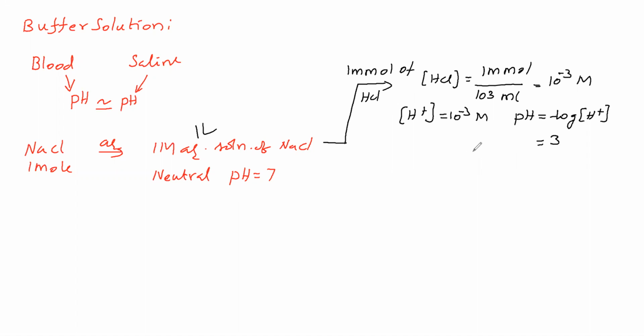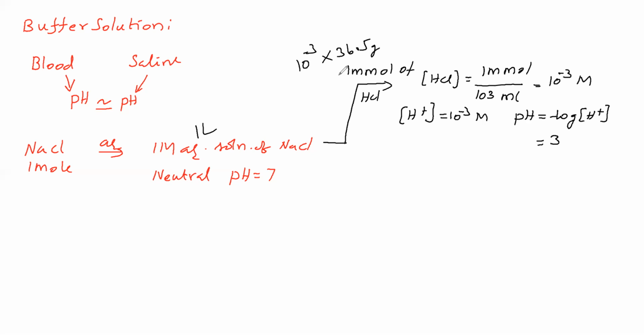So with this much pH change, shall we call this a buffer solution? We cannot call this a buffer solution. Sorry, 1 millimole of HCl means how much weight? 1 mole of HCl is 36.5 gram, so 1 millimole is into 10 power minus 3. Therefore, we added a very small quantity of HCl only, and for that itself there is this much change in pH.